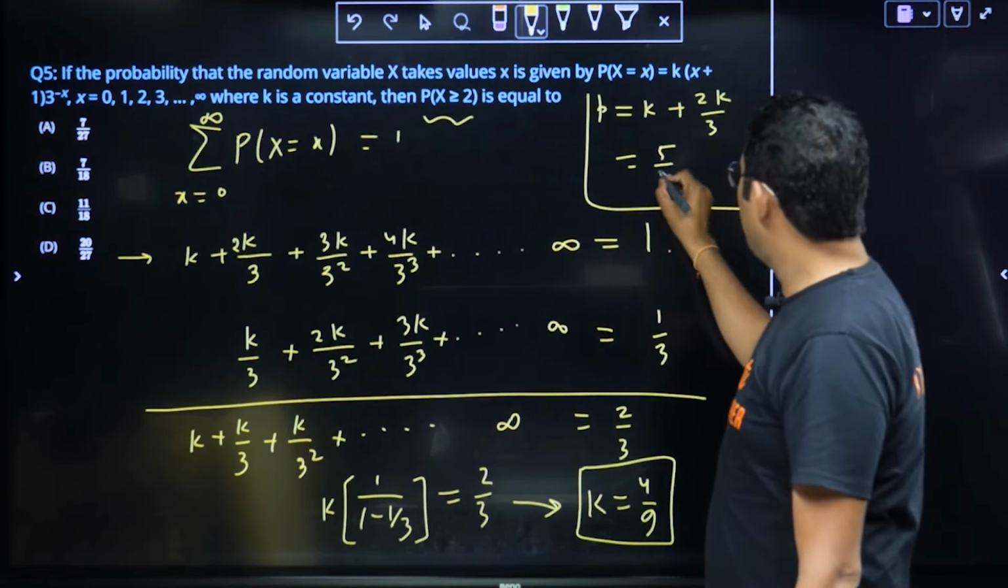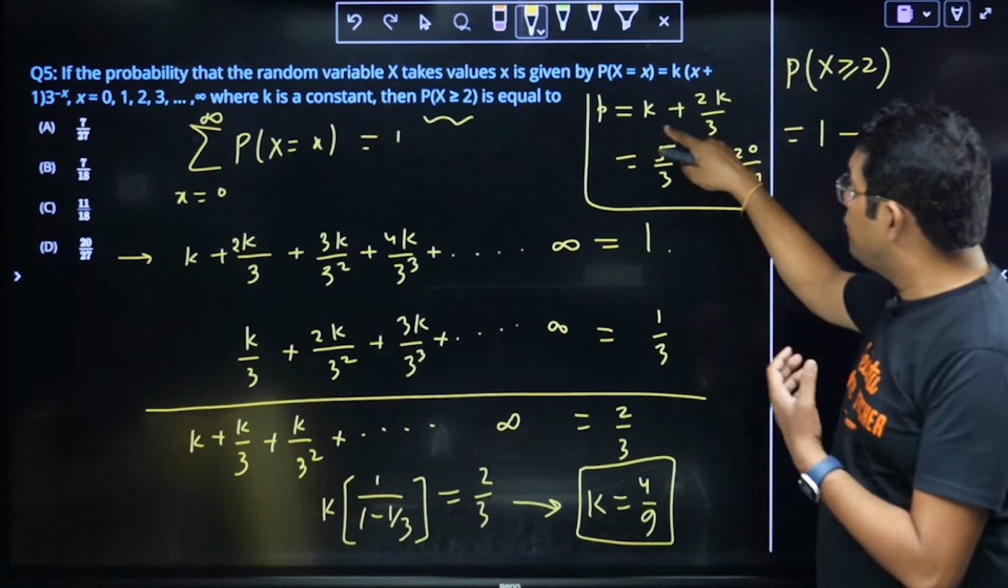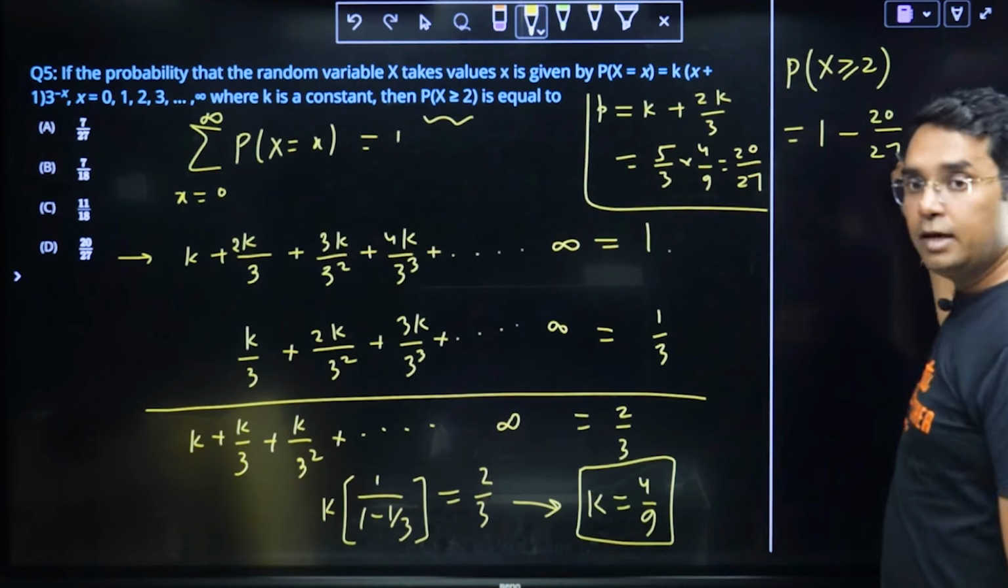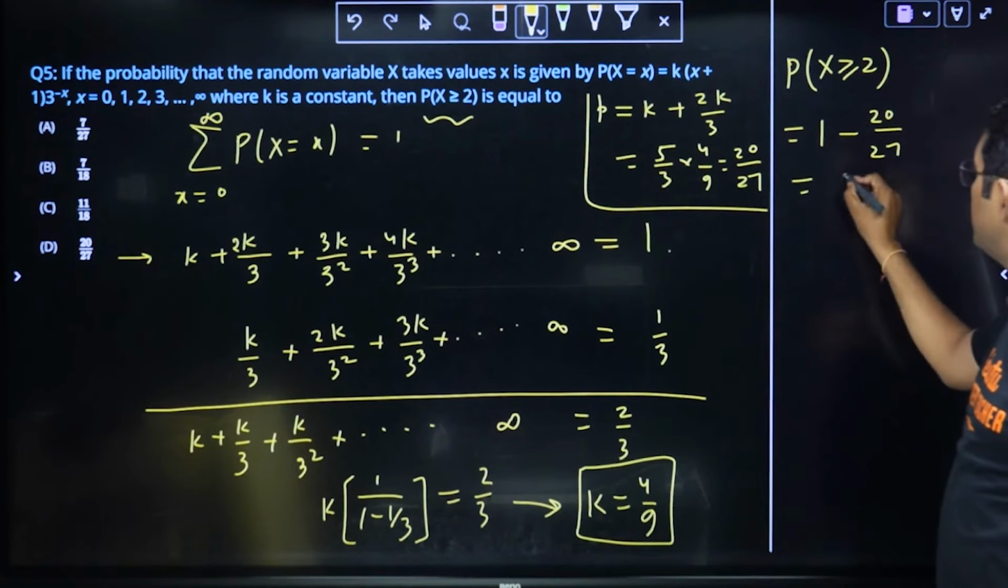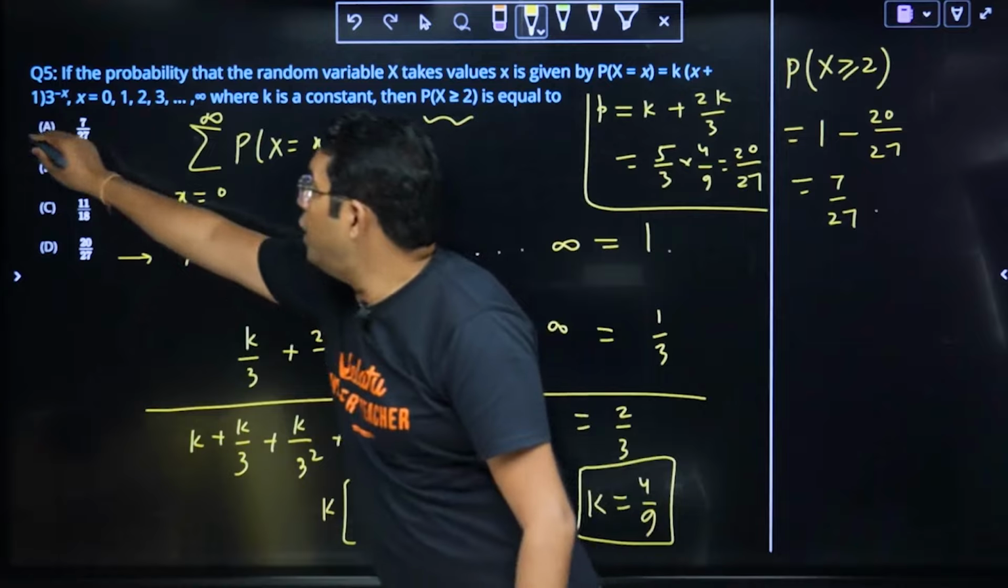So my required probability, which is for x greater than or equal to 2, has to be equal to 1 minus this thing, because it is just two possibilities, one for x is equal to 0, one for x is equal to 1, and we are looking for all other possibilities in this probability. So 1 minus 20 upon 27. So the answer here will become equal to 7 upon 27, which is given here in option A.